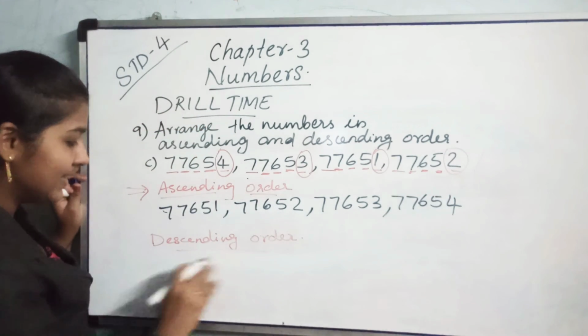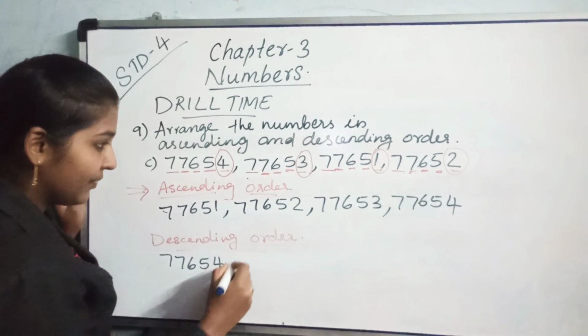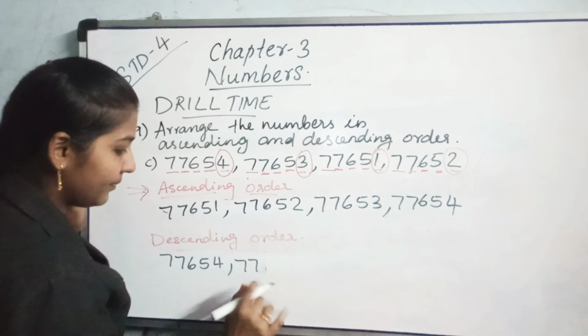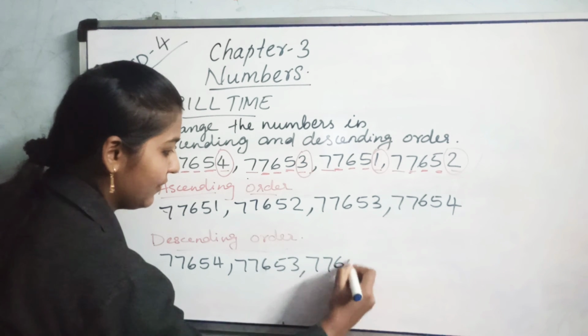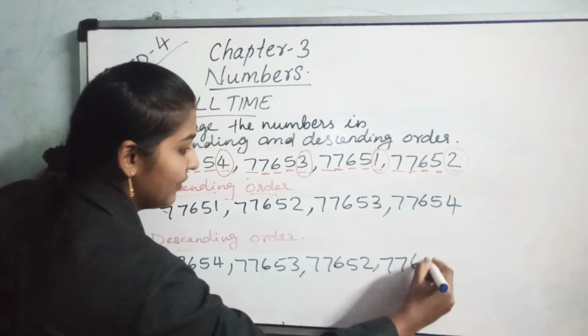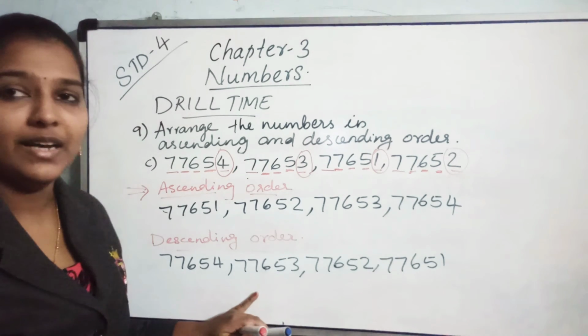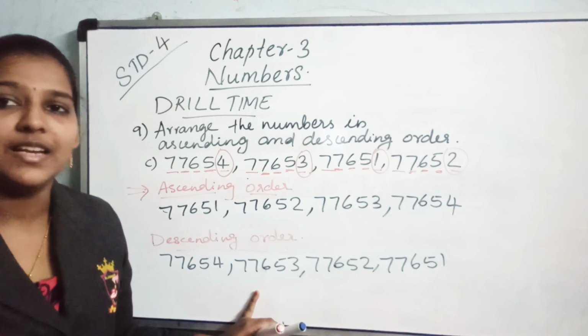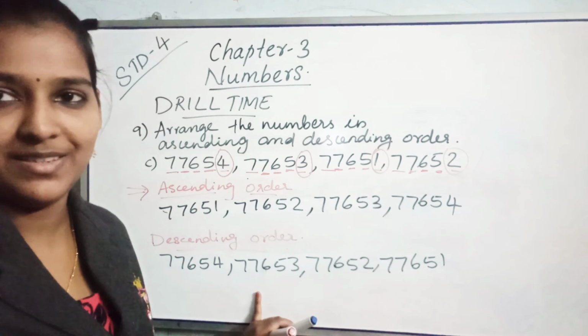You will get the descending order. That is 77,654, 77,653, 77,652, and then 77,651. Got it, children? So this way we can arrange these numbers in descending order. Now let's move to the D part question.